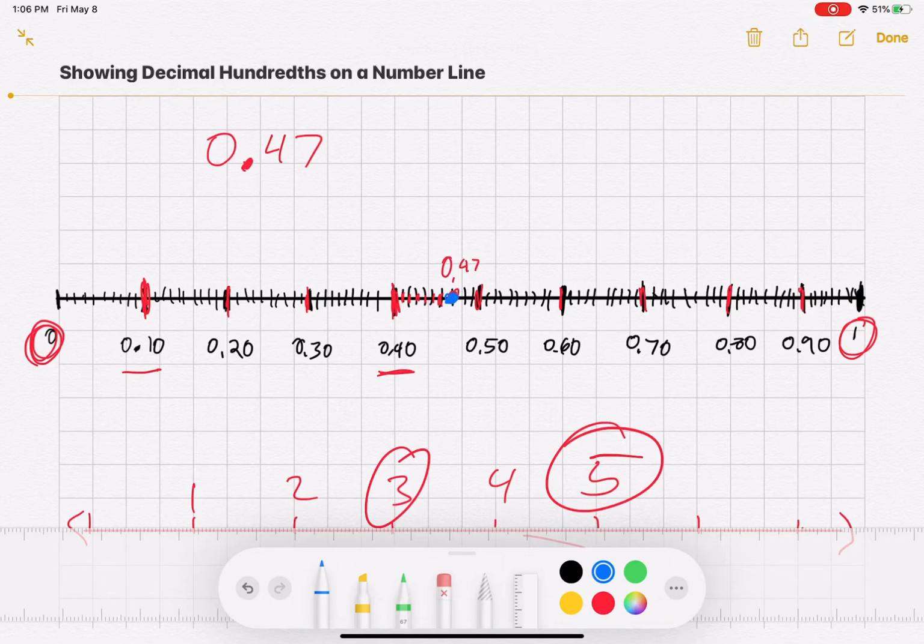So I'm going to do a couple more. So I'm going to do 34 hundredths, 87 hundredths. I'll start with this one. So I look on the number line, I find 30 hundredths, and then again 1, 2, 3, 34 hundredths is right there. Okay, and then I'm going to find 87 hundredths, and I find 80. So I go 1, 2, 3, 4, 5, 6, 7. So this would be 0.87.